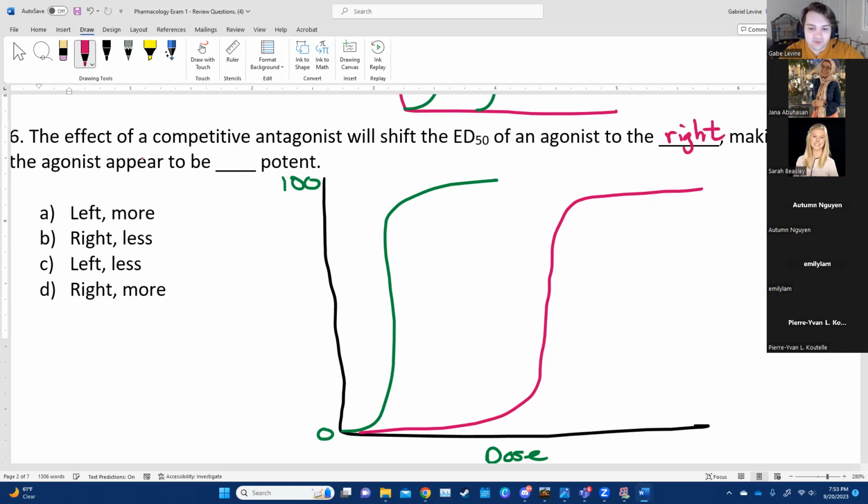And so whenever we move to the right on a dose response curve, we make things appear less potent. So adding an antagonist is a really great way of making your drug look worse, right? Because you need higher and higher doses to get the same efficacy. So it appears to be less potent.